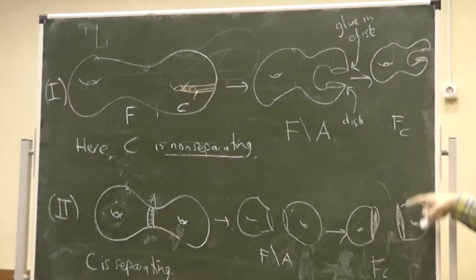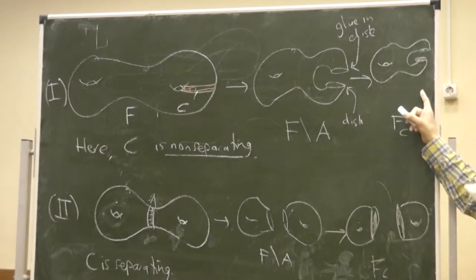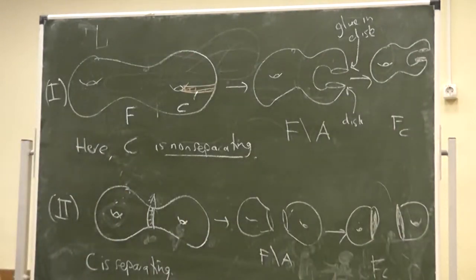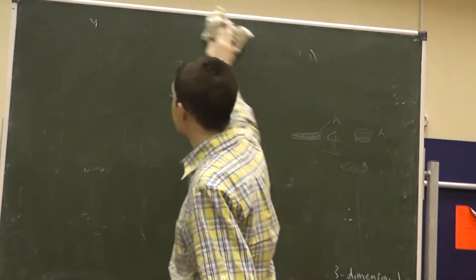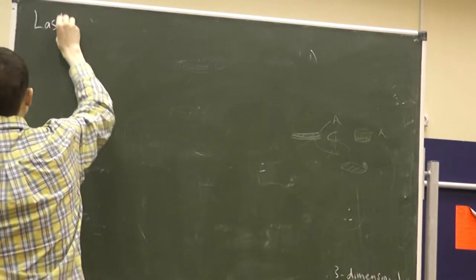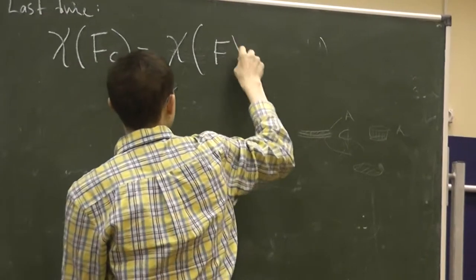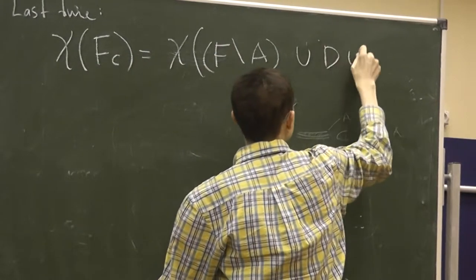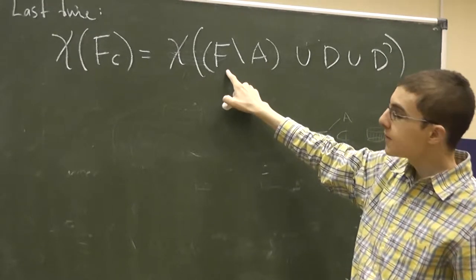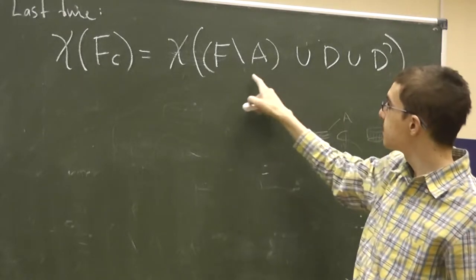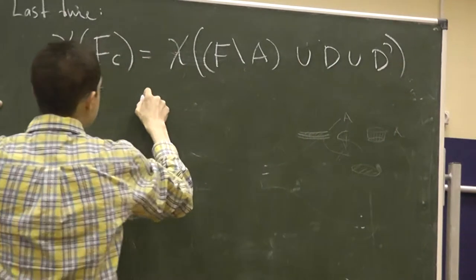Okay, so when we do the surgery, we could either get two components or the same component with genus one less. So that's what we wrote down before. Last time we observed the Euler characteristic, because the annulus and the surface meet along circles, and the discs and this surface meet along circles. We saw that the Euler characteristic is additive.